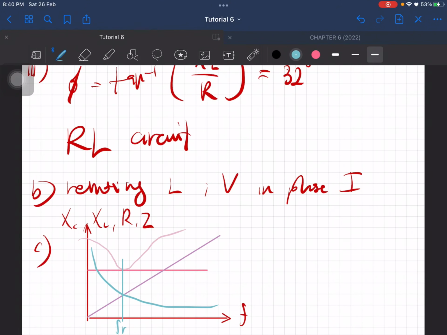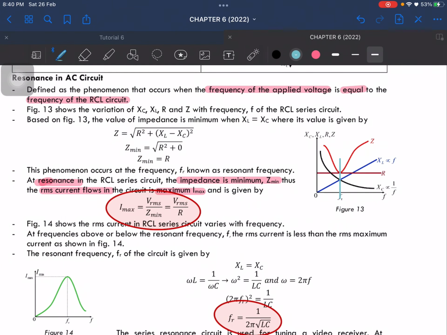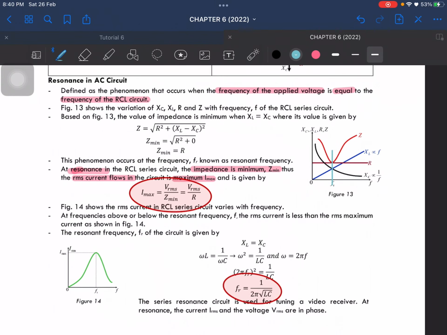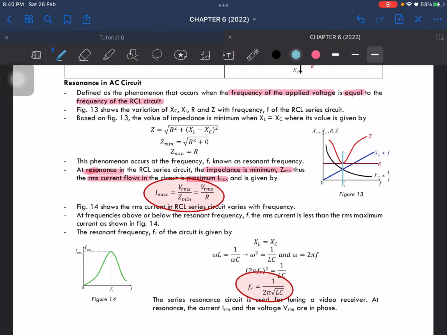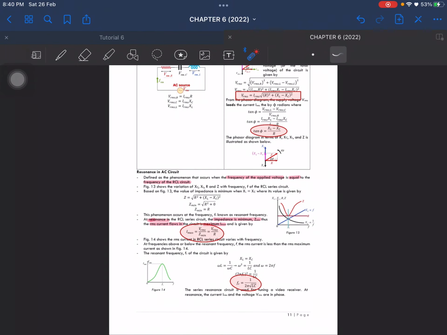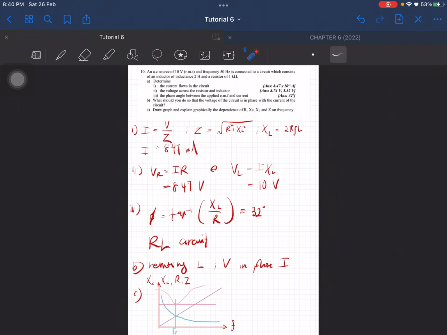Okay, alright, so what you need to know from the graph is just that there will be a point when the frequency of the applied voltage is equal to the frequency of the RCL circuit. So when that happens, that phenomenon is known as resonant frequency. Okay, that's all. Right, so that is on question number 10.